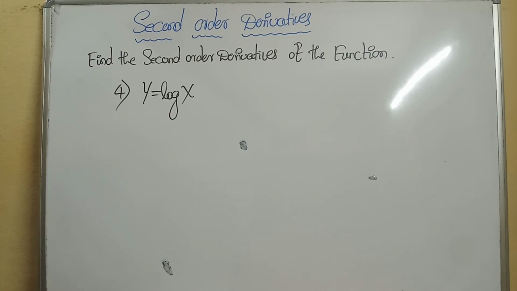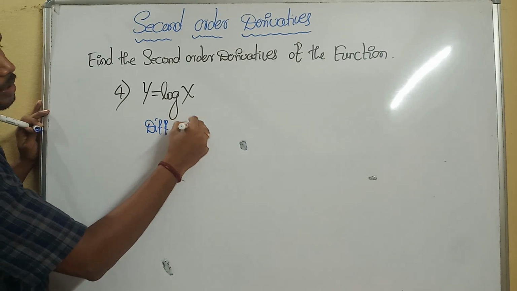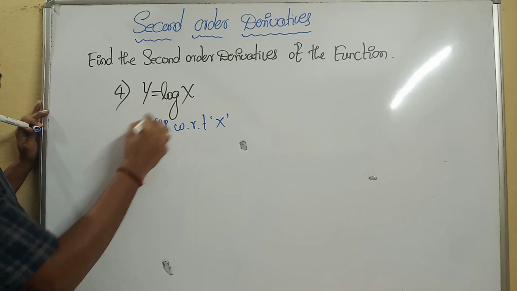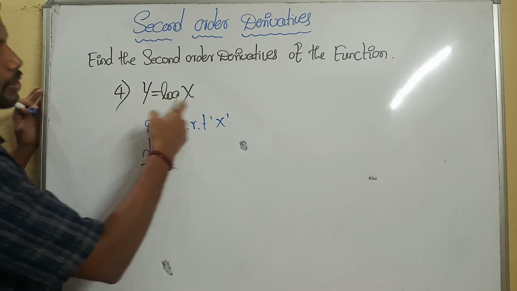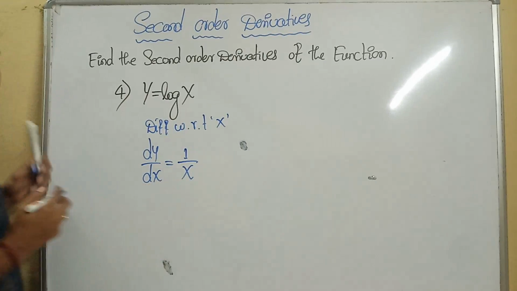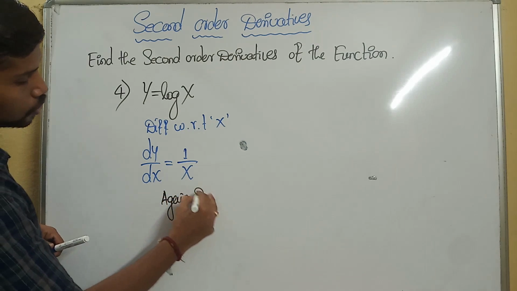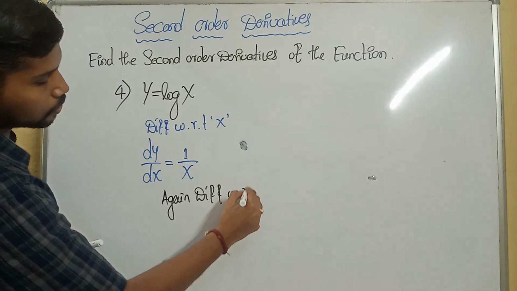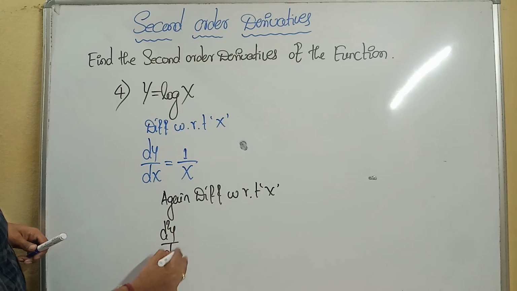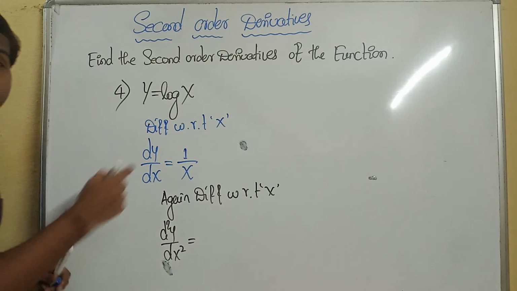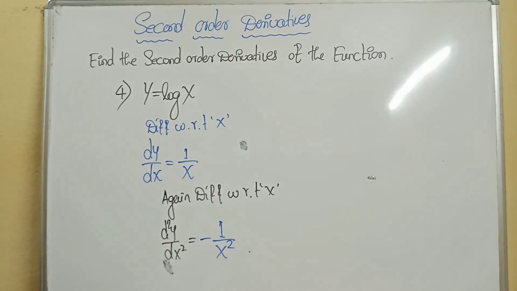Observe the next example. I need to find the double derivative of the given function. Differentiating with respect to x. What is dy by dx? What is the derivative of log x? It is 1 divided by x. Again differentiating with respect to x, dy by dx derivative will be d square y by dx square. What is the derivative of 1 by x? Yes, it is minus 1 divided by x square.